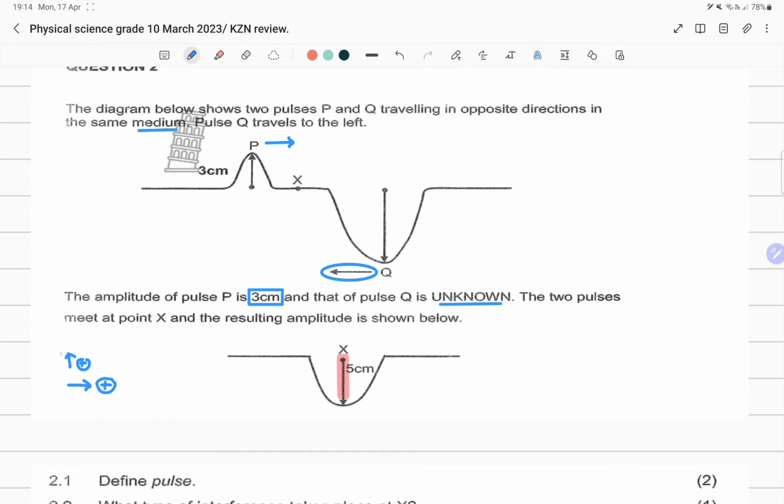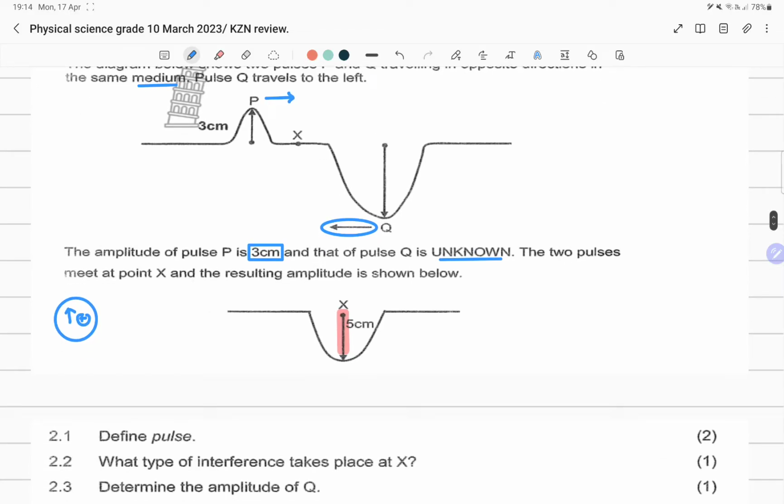Let's just leave this one because we're going to deal with these ones. So we can choose up as positive or to the right as in the positive direction. Okay, so it is 5.